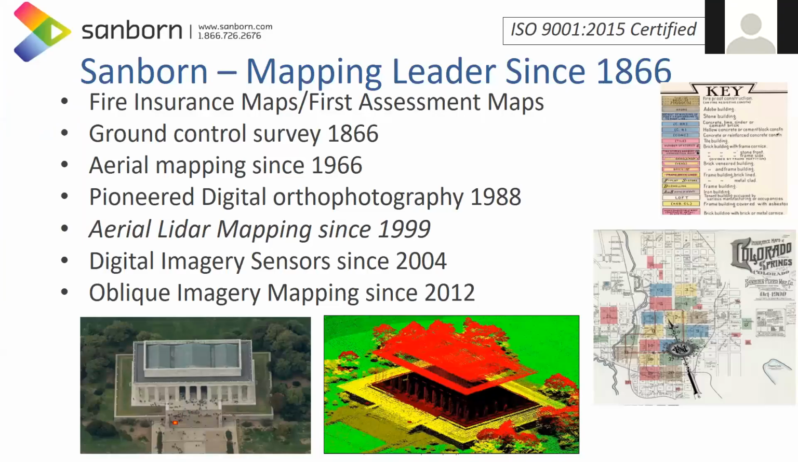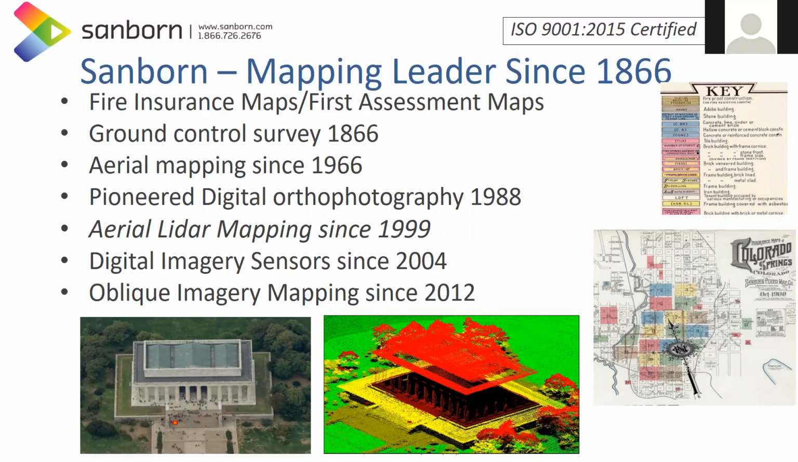Before I get into my presentation, a quick rundown on my company. Sanborn has been in the business since 1866, starting with the fire insurance maps. We started doing ground control survey in 1866. The aerial mapping started in 1966. We started working with digital orthophotographs in 1988.